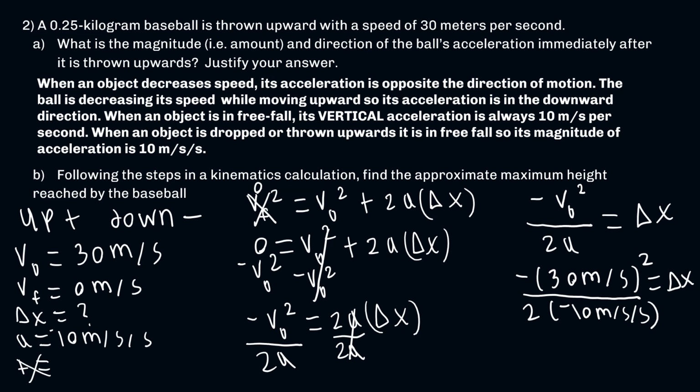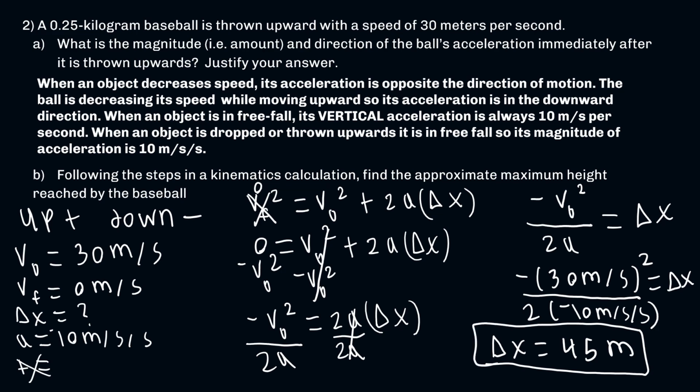If you end up with a negative number, just recognize that there was some kind of math error there, but it's not the end of the world as long as you can understand that you're going upwards and height is going to be a positive number if you're trying to get height here. So we should have here that the change in x, or my height, is going to be 45 meters. So let's move into our last example.